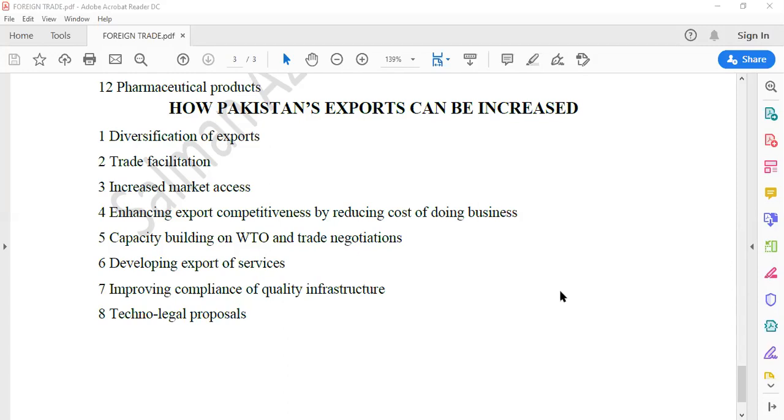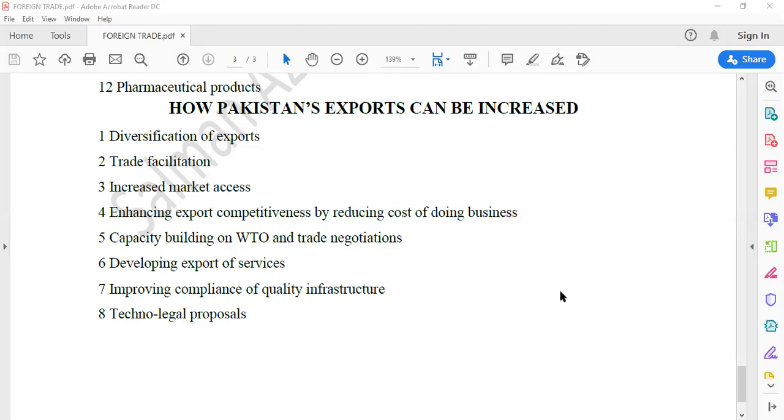Next is increased market access. Increased market access can only be possible if we tap more markets in the world in order to send our products to those markets. If we tap more markets, our market access would increase and ultimately exports can increase.